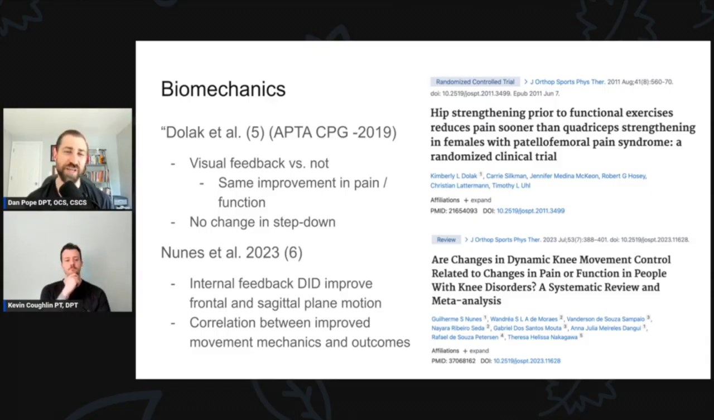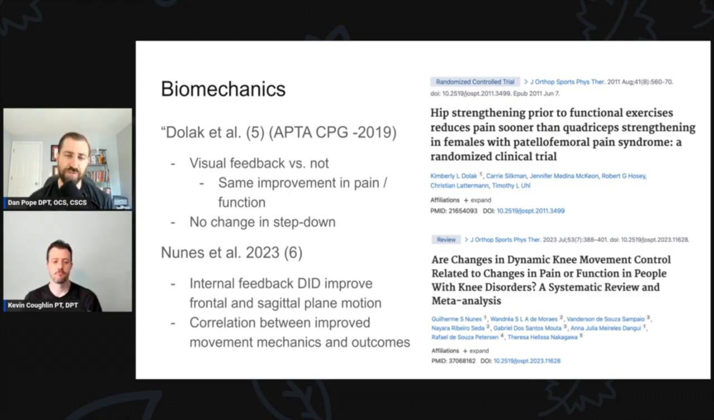Essentially they had two groups. One group had visual feedback, so they were shown to keep their knee over their toe during exercises, versus another group that did not have that visual feedback. They didn't try to change someone's technique during things like lunges, step-ups, and so on and so forth. So what they found is that at the end of the study, both groups, the group where they tried to change their movement and the group where they didn't change their movement, they just let them go ahead and work into dynamic valgus, whatever, it's all fine. They had the same improvement in pain and function, right? And the other thing they found is that there was no change in their step down between the two groups.